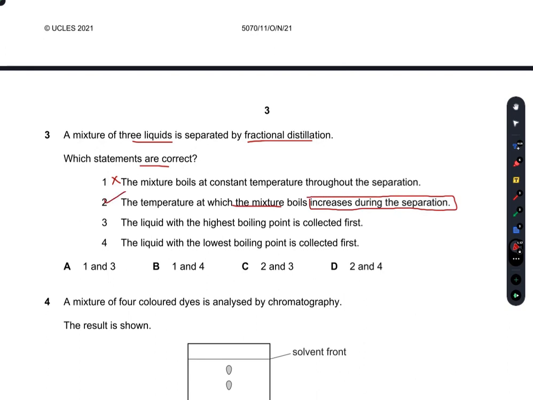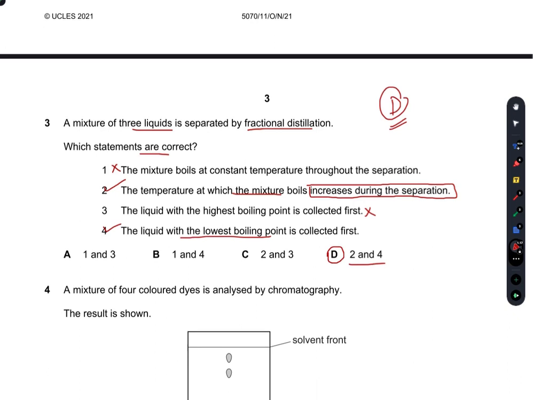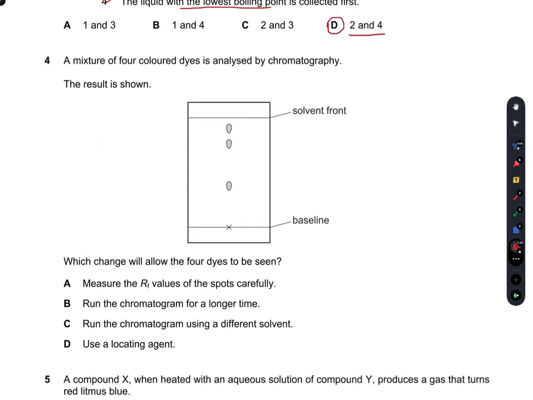So 2 is correct. The liquid with the highest boiling point is collected first. No. The liquid with the highest volatility, the lowest boiling point, would be collected first. So 2 and 4 are the only right answers. So D is your right answer. A mixture of 4 colors is analyzed by chromatography. The result is shown. So there is a mixture of 4 colored dyes which is analyzed by a chromatography apparatus.